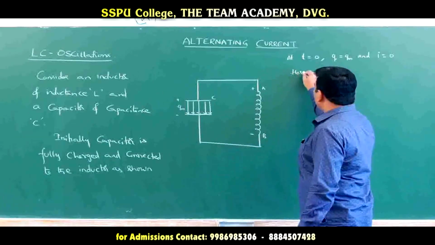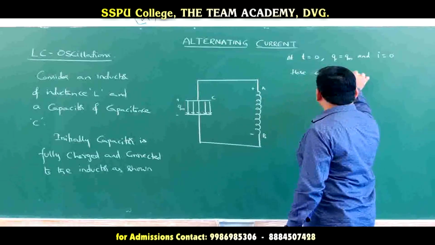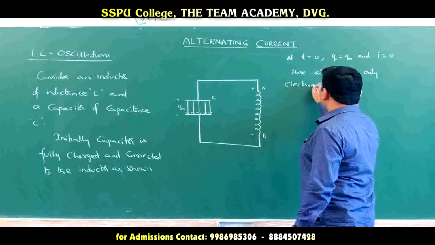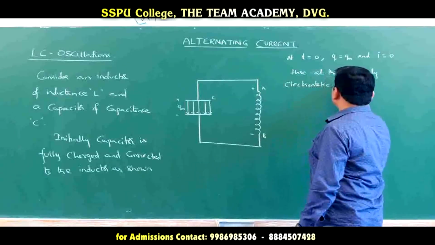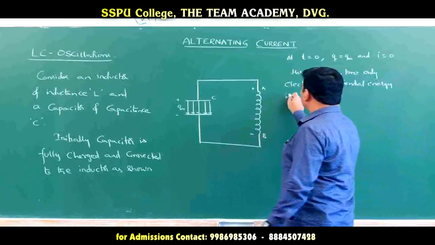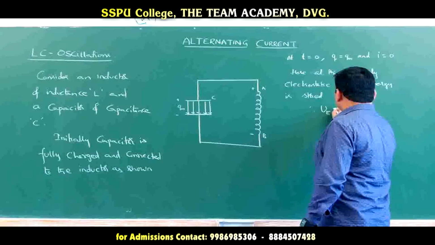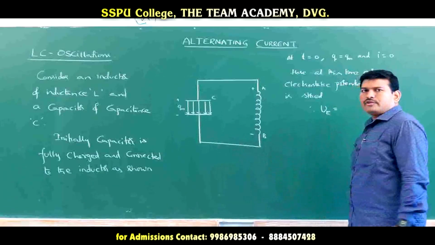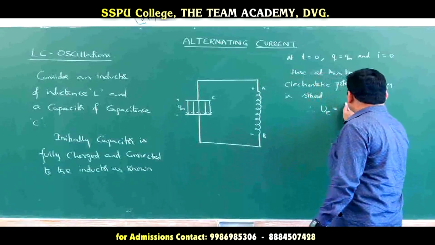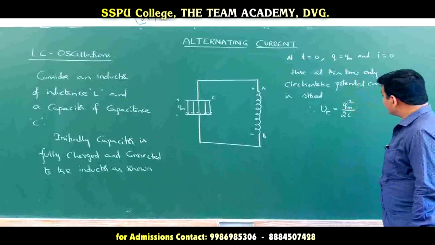At this time only electrical energy is stored, only electrostatic potential energy is stored. Therefore, the electrostatic potential energy UE is equal to, we know that the energy stored in a capacitor is half CV square or Q square by 2C. According to that, I can write it as Qm square divided by 2C. This is at t is equal to 0 only.